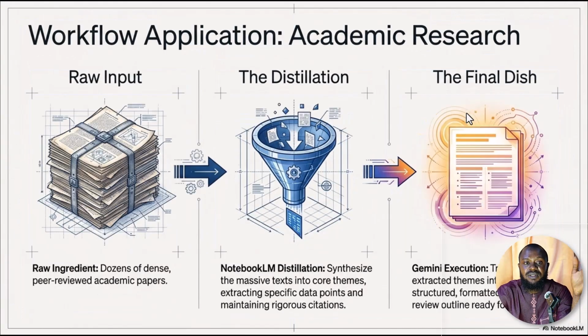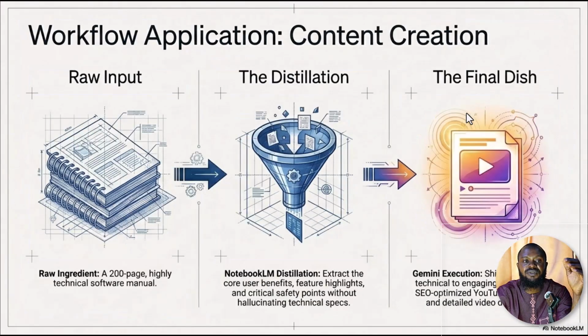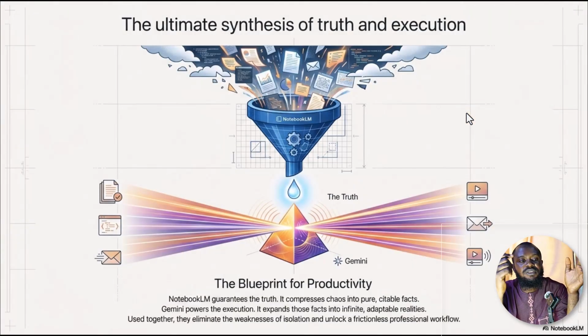The first one is about academic research. It's going to follow the same procedure to give you your results. Business strategy follows the same procedure to give you your result. And if you are into content creation, you just need to upload your raw materials and work on it, and it's going to give you a detailed report. So we are going to see how we'll get that as we dive in deeper when we are doing our practical. So the ultimate synthesis of truth and execution.